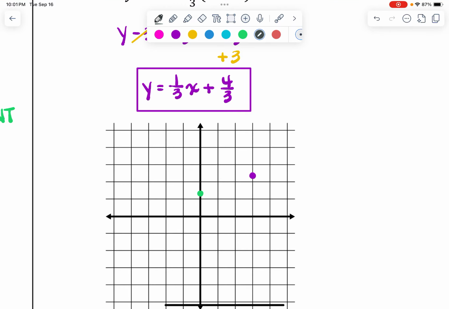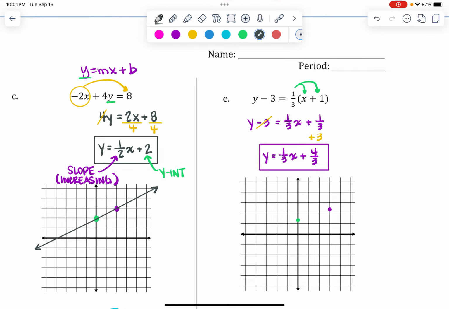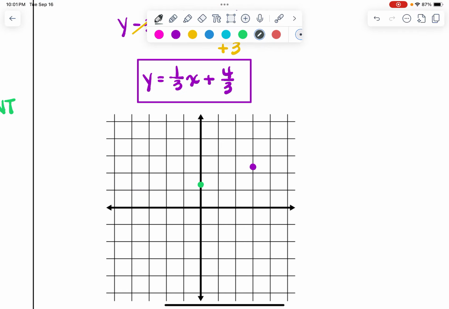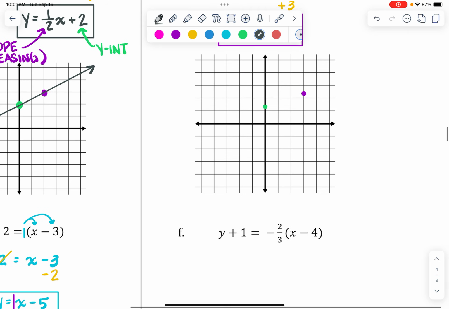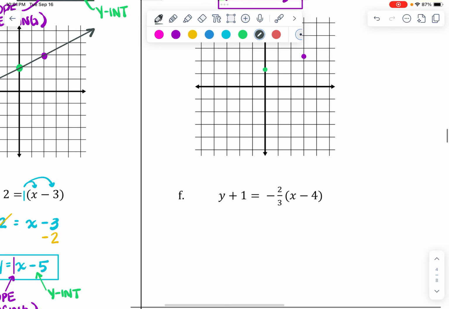Wait, hold on a second. I'm sorry. Wait a second. Oh, hold on. Did I mess up my math here? Just double checking my math. Give me 1 sec.